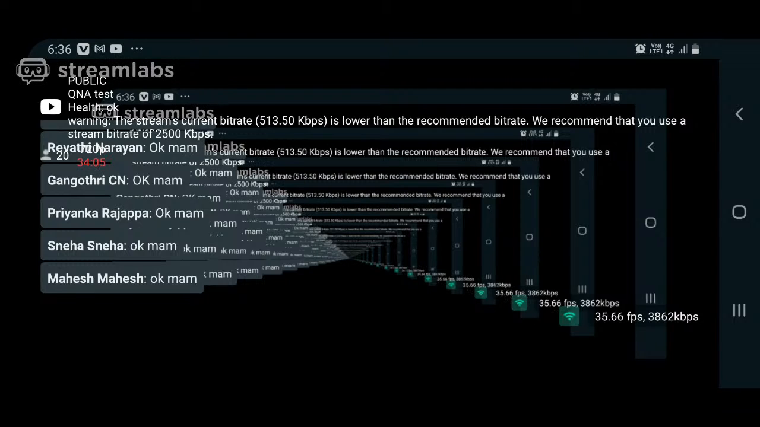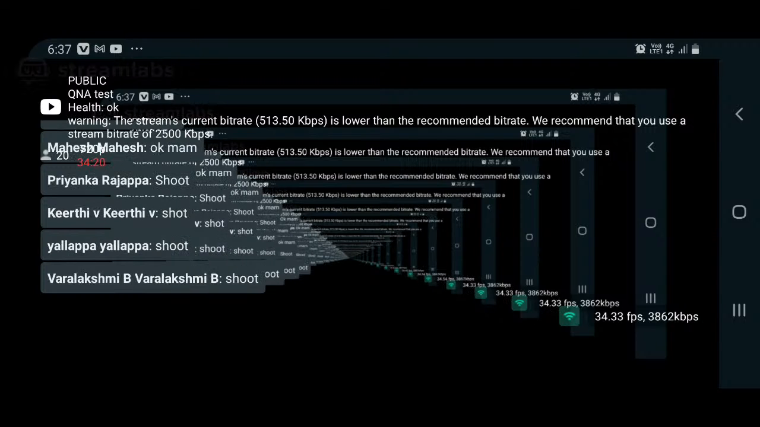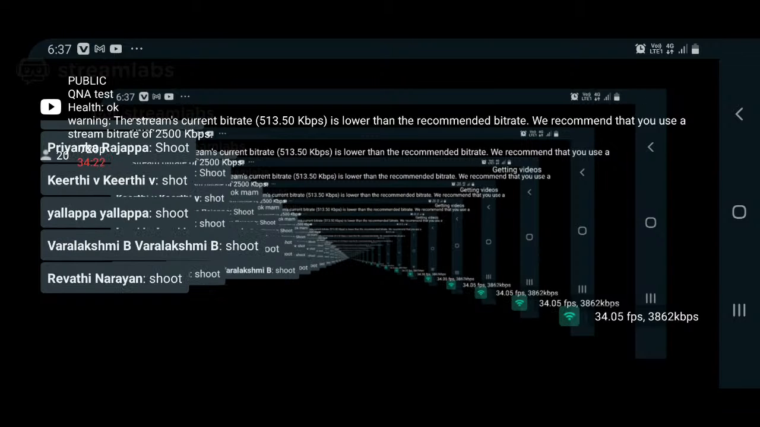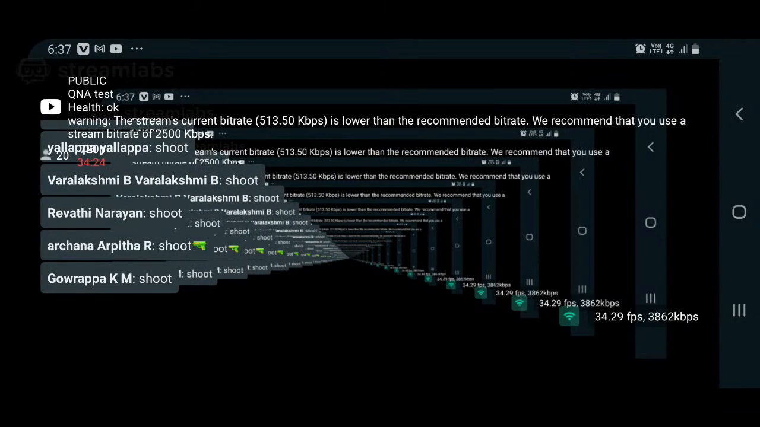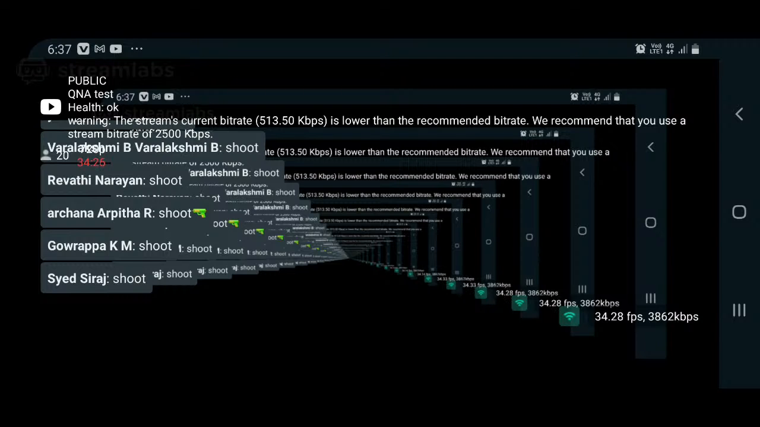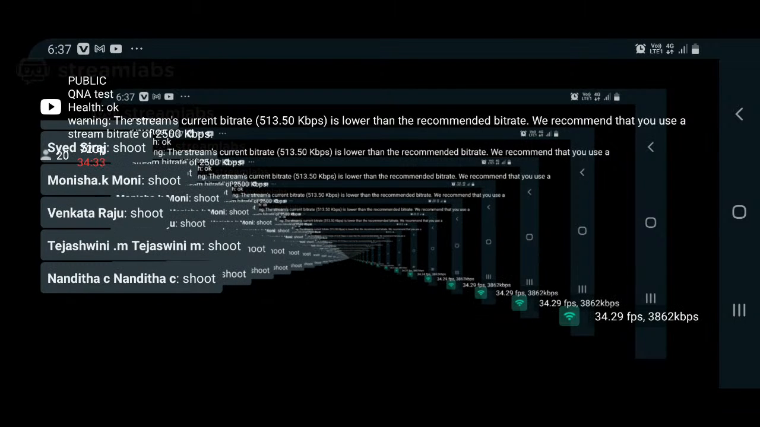A pot is kept horizontally. Now remember, which part of the plant shows negative geotropism? Negative geotropism. Yes, Priyanka answered. Priyanka, Varalakshmi, Arpita, Revati, Ruksana, Monisha, Vidya, Tejashwini. Yes, all of you answered correctly, perfectly.